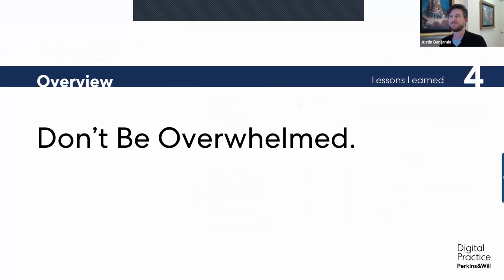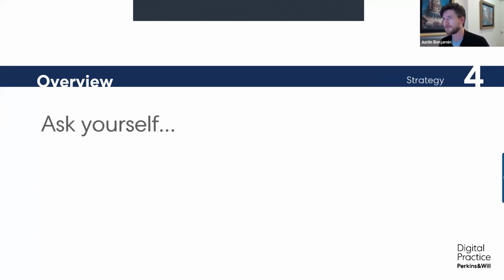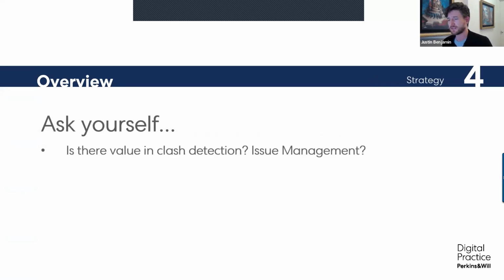I guess finally, don't be overwhelmed. As much as I spoke to a lot of features of model coordination, at its core it's just activating the module, like I said, and looking at published views and looking at the clashes associated. However you take that, in the beginning maybe you're just orbiting models and getting a better understanding of what the project looks like. As time progresses, you become more and more comfortable creating issues off of clashes. So I'm saying, ask yourself, is there value in clash detection and issue management?